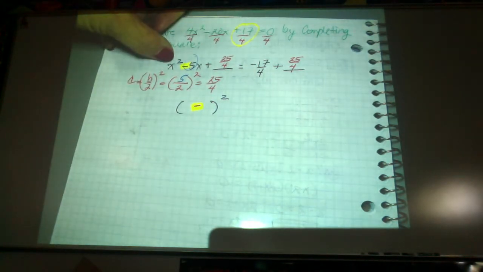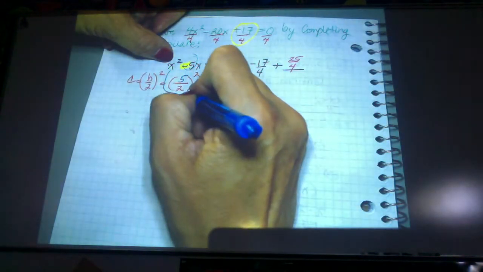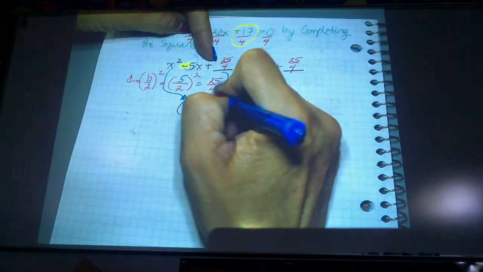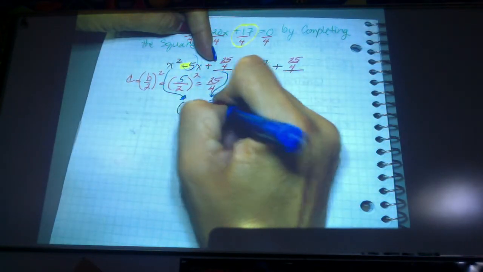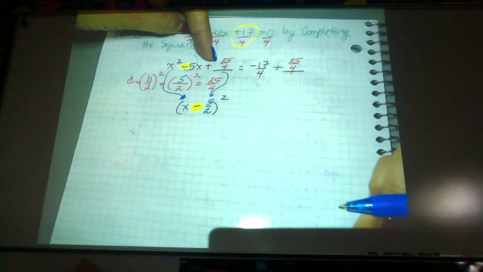What's the square root of x squared? X. So you might want to write yourself a note that we got the x from taking the square root of that x squared. And what's the square root of 25/4? Square root of the top is 5, square root of the bottom is 2, so 5 halves. And I'm going to put an arrow there showing where that came from.